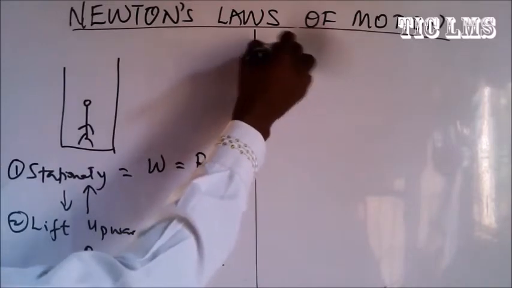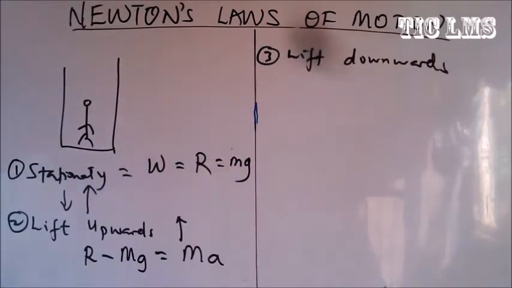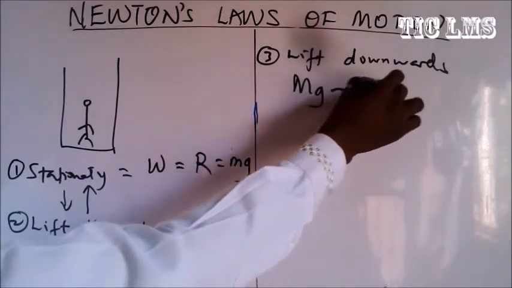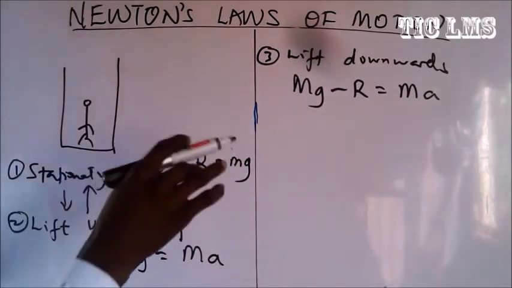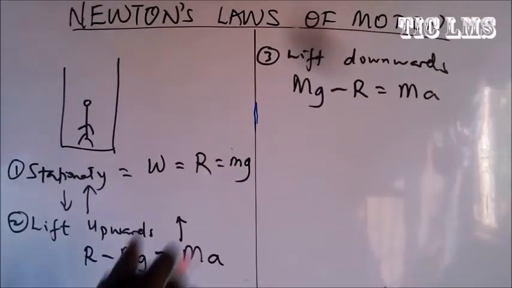Then, if you have the lift going downwards with acceleration less than the acceleration due to gravity, you have mg minus the normal reaction to produce the mass times acceleration, mass times deceleration. So here is the equation for such. The mg is now more than the normal reaction, and that is equal to mass times the deceleration.